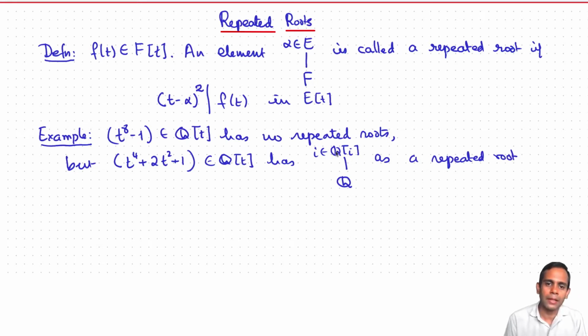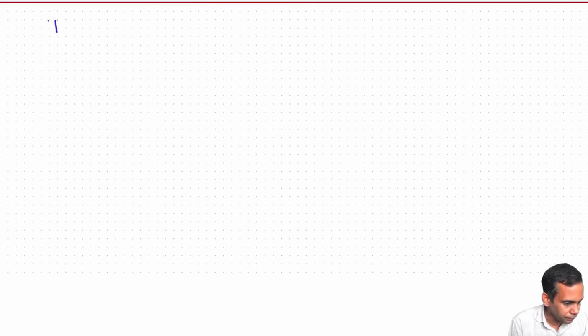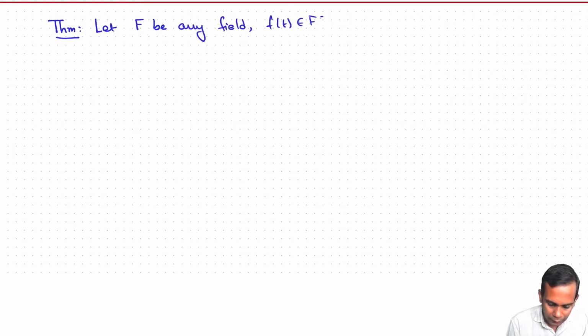In the Gaussian numbers, the extension field Q adjoin i, we have a factorization of this polynomial as (t plus i) whole squared times (t minus i) whole squared. After all, (t plus i) times (t minus i) is t squared plus 1, and this is manifestly the square root factor of t to the 4 plus 2t squared plus 1. So the first polynomial has no repeated roots, whereas the second one has repeated roots. Okay, now let's come to the main theorem of this lecture. So let F be any field, and let's take a polynomial f(t) with coefficients in F. Then this has no repeated roots.